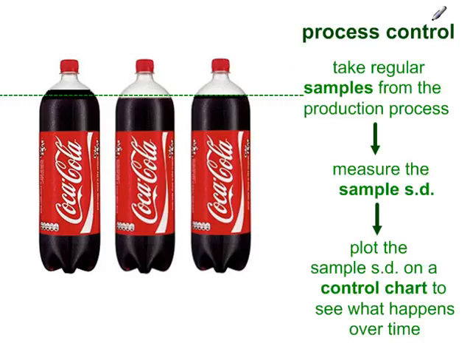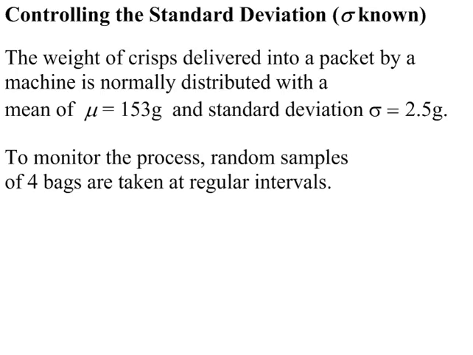So for process control, take regular samples, measure the sample standard deviation, and plot the standard deviation on a control chart to see what happens over time. Here is a fully worked example on this method.